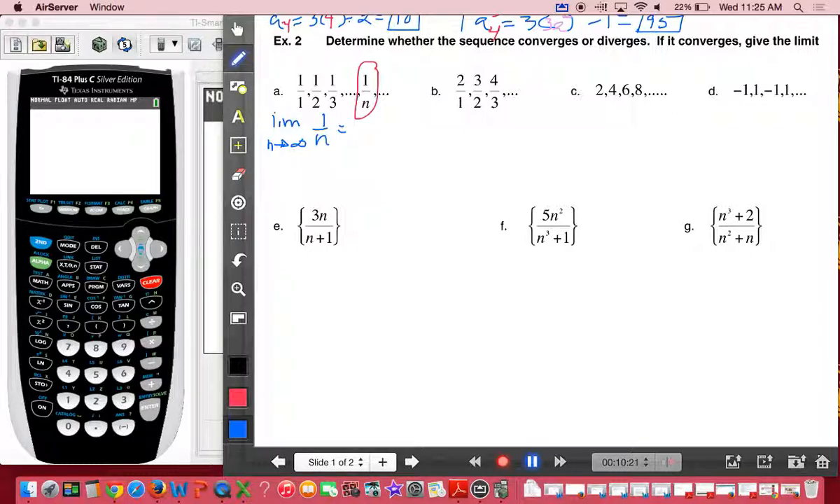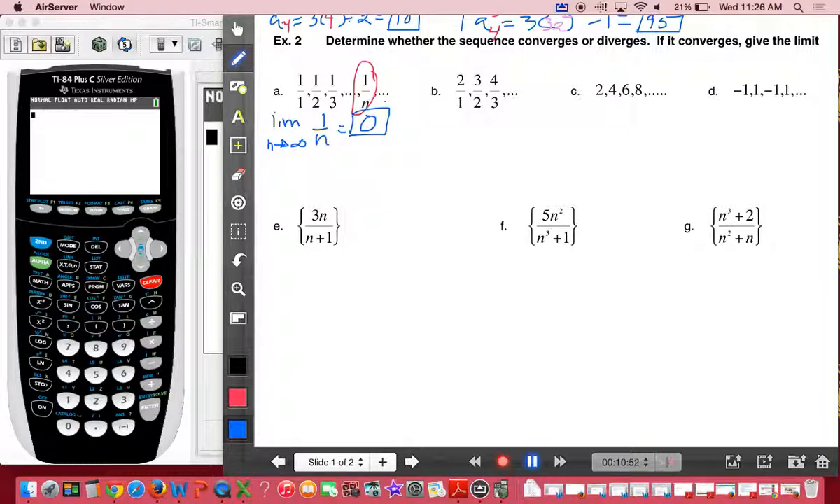What number is it approaching as it gets smaller and smaller? 0. Will it ever become 0? No. Will it ever become negative? No, because remember, the value I'm inputting for n is getting bigger and bigger and bigger, which makes this value here smaller and smaller and smaller. So that means that my limit is 0.